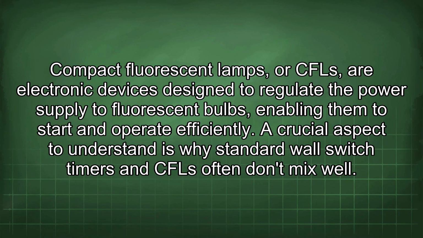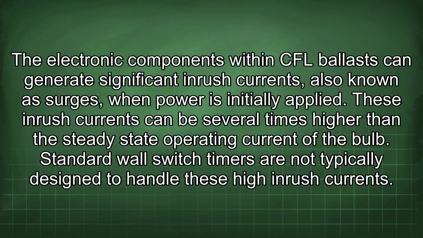Compact fluorescent lamps, or CFLs, are electronic devices designed to regulate the power supply to fluorescent bulbs, enabling them to start and operate efficiently. A crucial aspect to understand is why standard wall switch timers and CFLs often don't mix well. The electronic components within CFL ballasts can generate significant inrush currents, also known as surges, when power is initially applied. These inrush currents can be several times higher than the steady-state operating current of the bulb.